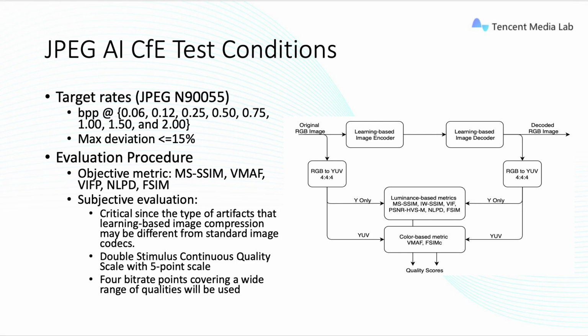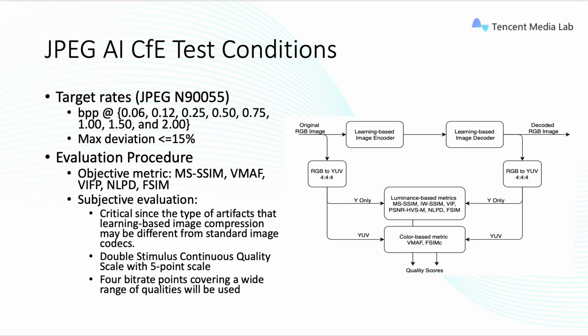As mentioned in the last page, JPEG AI issued a call for evidence in February 2020 and released the final report of that call for evidence in October. In the JPEG AI call for evidence evaluation, which was held in conjunction with MMSP 2020, each proposal was evaluated following the procedure illustrated in the flowchart on the right-hand side.